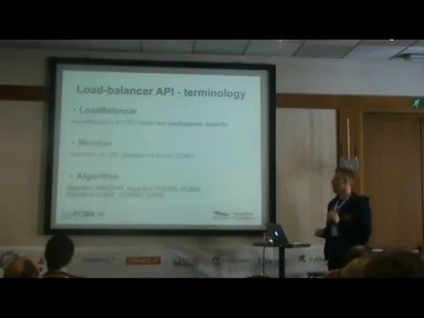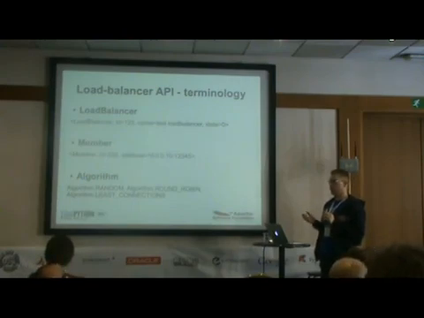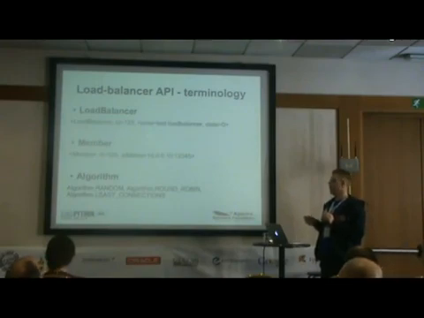In the load balancer API, we have 3 so-called important terms. First is the load balancer. The load balancer object represents the actual load balancer instance, which usually listens on a single port and load balances your requests. The second term is member. A member represents a server which is a member of this load balancer, which means the load balancer will balance across all the members. Important information about the members is just the IP address and the port.